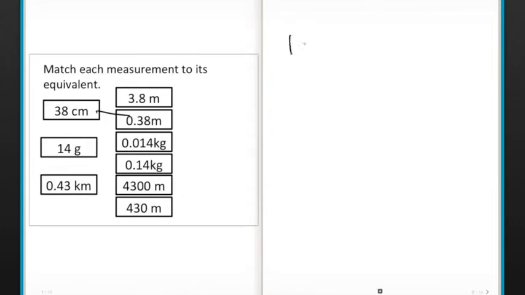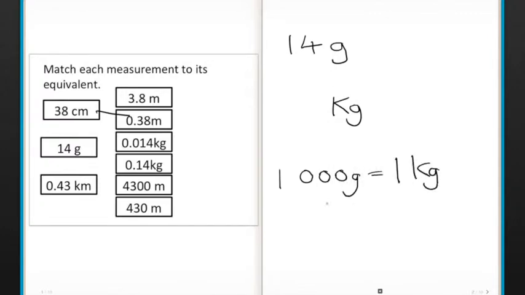14 grams. And we're trying to get to kilograms. There are 1,000 grams in a kilogram. So, which one is the big one? Well, here's the low number, isn't it, out of these two? So this is the big one with the low voice and the low number. And there's 1,000 of these. This is the little one with the high voice and the high number.